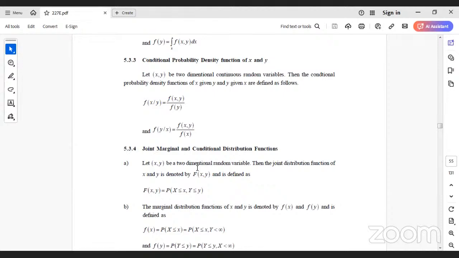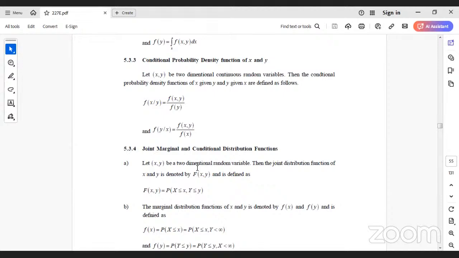Joint, marginal and conditional distribution functions. Let x and y be a two-dimensional random variable. Then the joint distribution function of x and y is denoted as F of x, y, which is P of capital X less than or equal to x and capital Y less than or equal to y. So the condition is satisfied here.